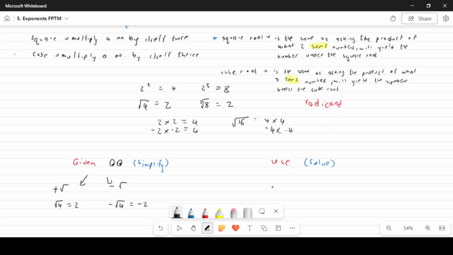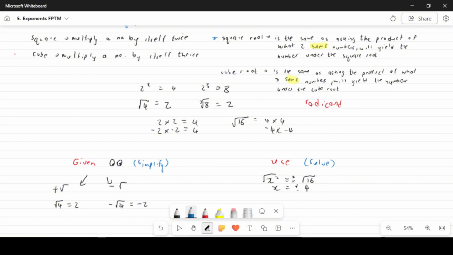However, when you are using it, for example, if I gave you the question x squared is equal to 16, and I need to solve for x, the only way I can solve for x is by taking the square root of both sides. And because I am using the square root, I must put a plus and minus sign there. So therefore, x is equal to plus or minus 4.